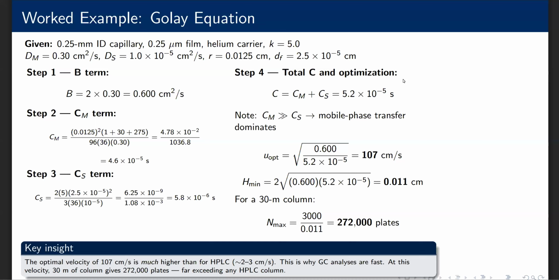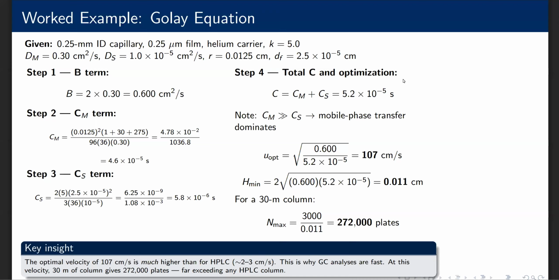Now for our worked example. As always, check the question, pause, try it yourself before we go through it together. We have a standard capillary column, 0.25 millimeter ID, 0.25 micrometer film, helium carrier with a representative retention factor of 5. The B term is simply 2 times Dm, giving 0.6 centimeters squared per second.